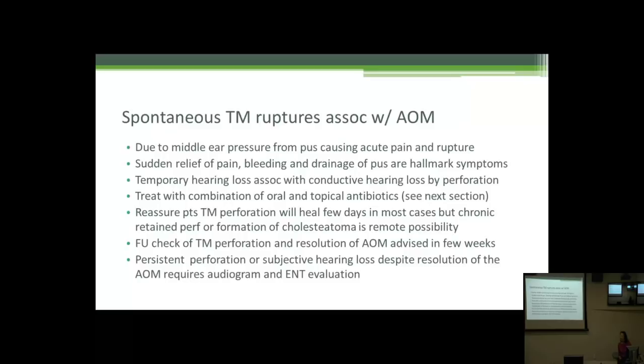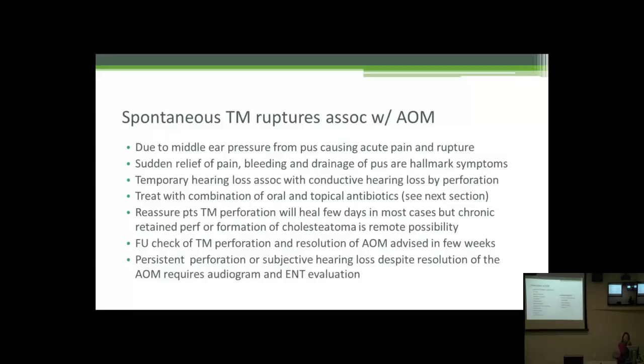And typically the time frame I give a patient would be, let's give it a month and then see if it's getting smaller. If it keeps getting smaller over time, you just keep watching them. But if it stays the same size and there's no improvement, then at that point, depending on how frequent infections are or if they're having symptomatic problems with hearing loss, that's when you would refer them to an ENT.